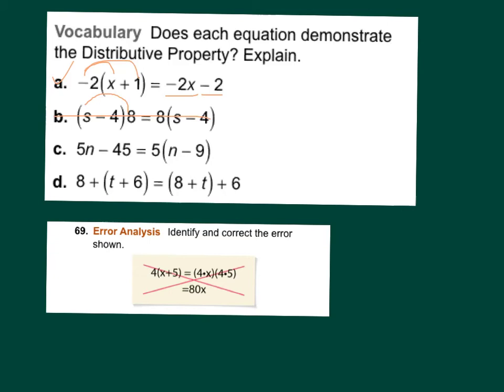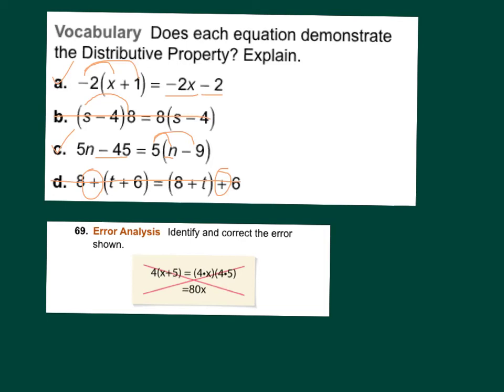Okay, the next one, here's the one that demonstrates 5n. Okay, and then 5 times -9 is -45. So this one's good. All right, in this one you can look, is this multiplication? No. The distributive property is always multiplication, so this does not demonstrate the distributive property. Okay. All right, error analysis.